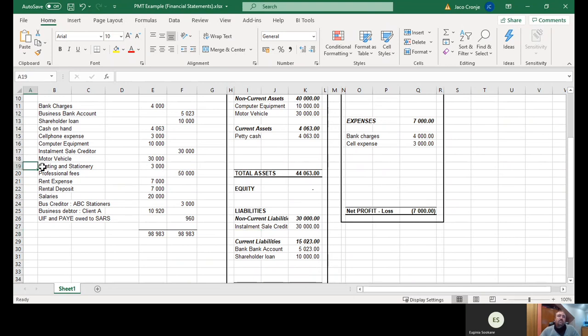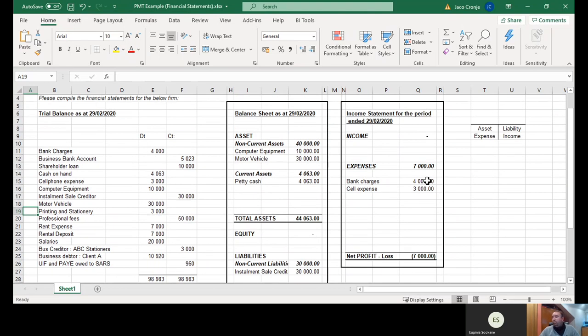So now we get to printing and stationery. This will be all of your paper that you buy and your Minolta subscription for your printer rental, all of these types of things. It's got a debit balance, which means it's either an asset or an expense. Because it's not of a material value, pieces of paper, something like that, yes, we will use that paper throughout the next month, but in general, that will be used up within the month or within the next 12 months. So because of that, we will show this as an expense. So printing and stationery will be an expense of 3,000 Rand.